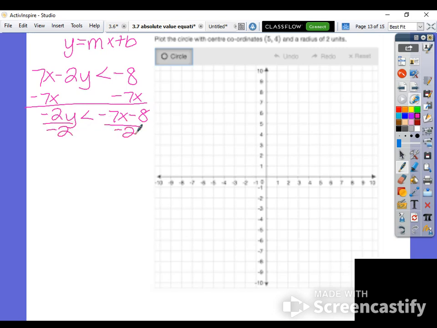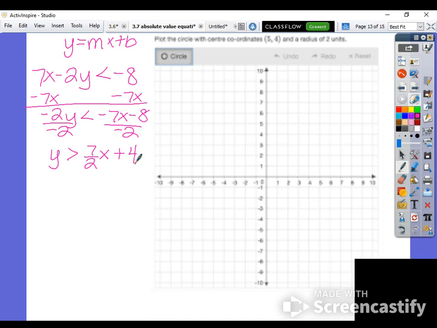And there's a rule with inequalities. When we divide by a negative, we flip the inequality sign. And then we take each of these terms divided by -2. -7x divided by -2 is just positive 7 over 2x. -8 divided by -2 is just 4.